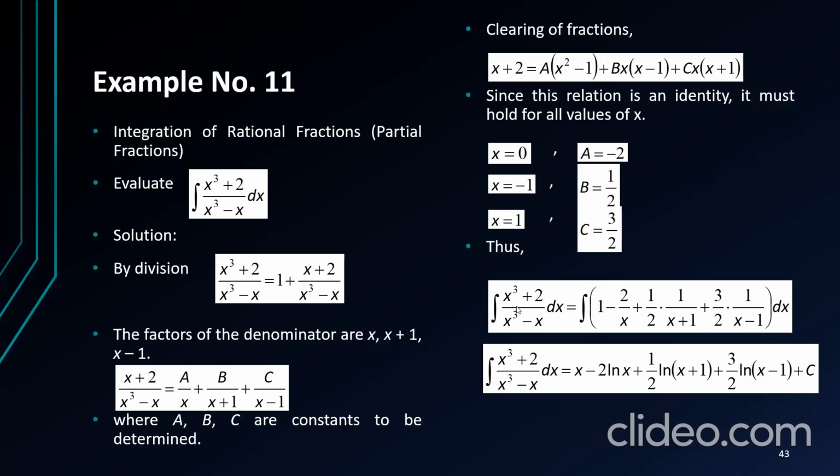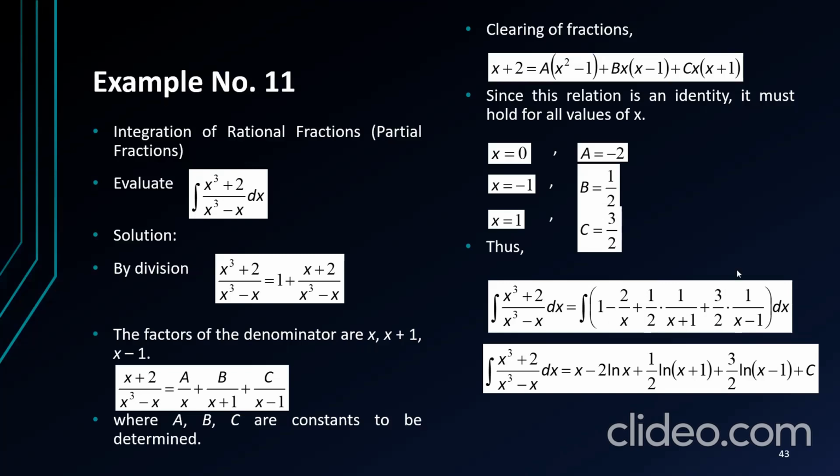So, the integral of x cubed plus 2 over x cubed minus x dx is equal to the integral of 1, ito. So, this is expanded as partial fraction, a is negative 2. So, negative 2 over x plus 1 half, yung b, times 1 over x plus 1 plus 3 over 2 times 1 over x minus 1 times dx.